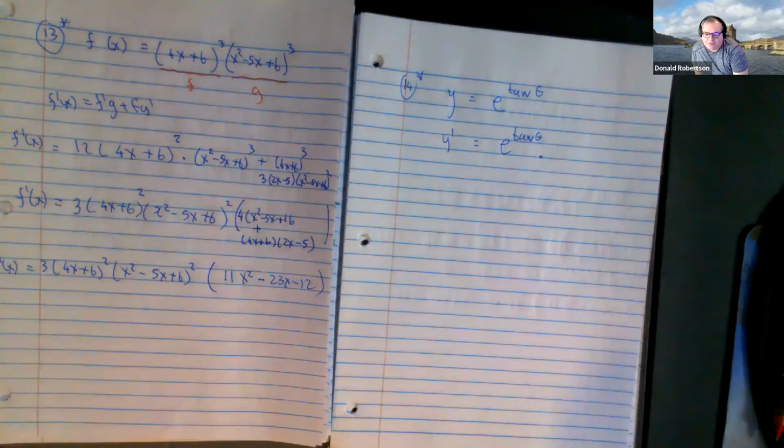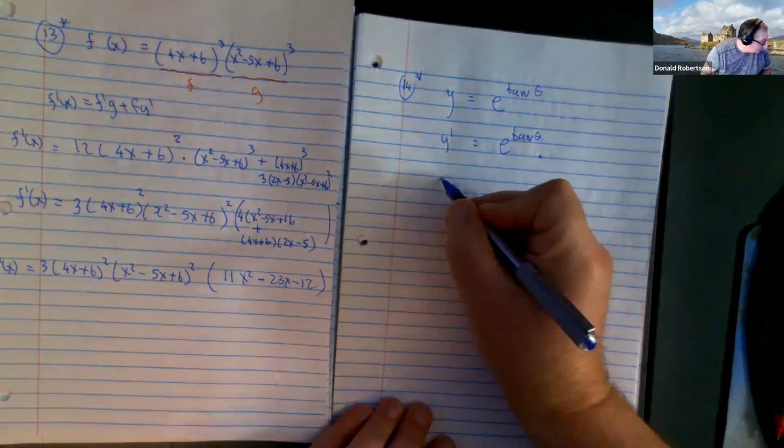What's the derivative of tan theta? Derivative of tan theta. Secant squared. That's the one.